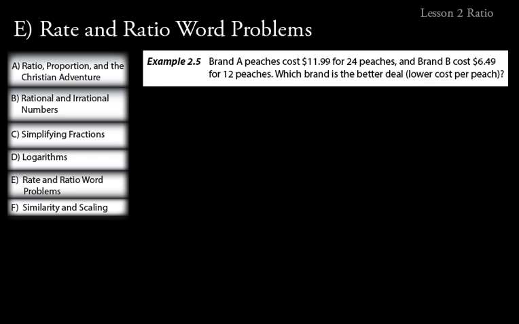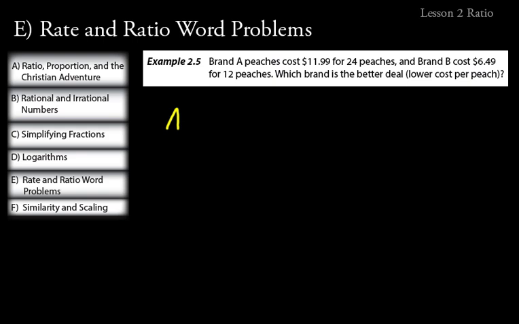Look at example 2.5. Brand A peaches cost $11.99 for 24 peaches. Brand B costs $6.49 for 12 peaches. Which brand is the better deal? In other words, which one is the lower cost per peach? So we can't just look at the prices and think, oh, brand B is cheaper because it's $6.49. Well, no. How many peaches are we talking about here? What's the cost for each peach? That's what we mean by better deal. What's the lower cost per item?